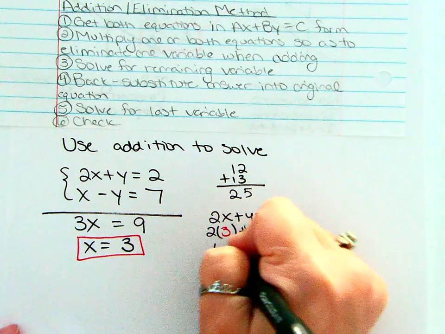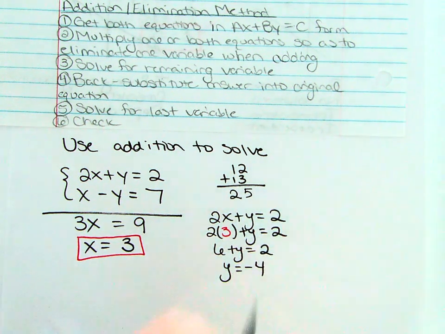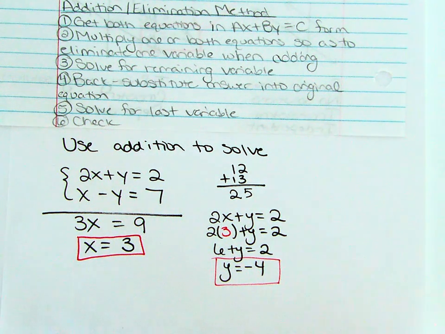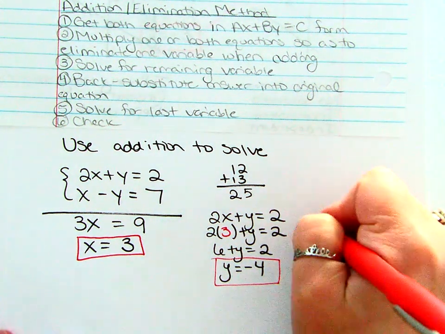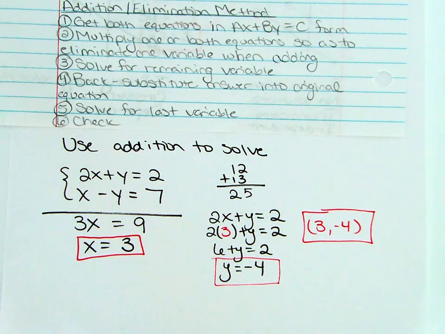Did you get negative 4? Cool beans. Me too. So that means my ordered pair would be 3, negative 4. And we could test this. We could plug in those values and make sure that that did work. I did not test it, but we could have.